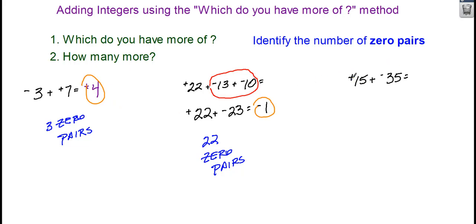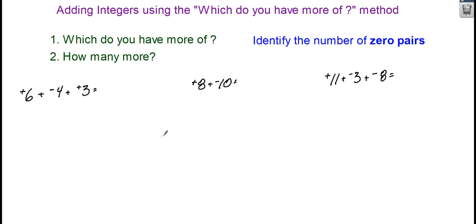All right, last one over here. I can look already and tell myself, well, I'm going to have 15 zero pairs here because I only have 15 positives and I'm trying to cancel out negatives. I can't cancel them all out, but I can cancel out 15 of them because the 35 take away the 15 means I have 20 more of what? Well, 20 more of negatives. I had 35 negatives, 15 positives, so I have more negatives. How many more? 20 more.